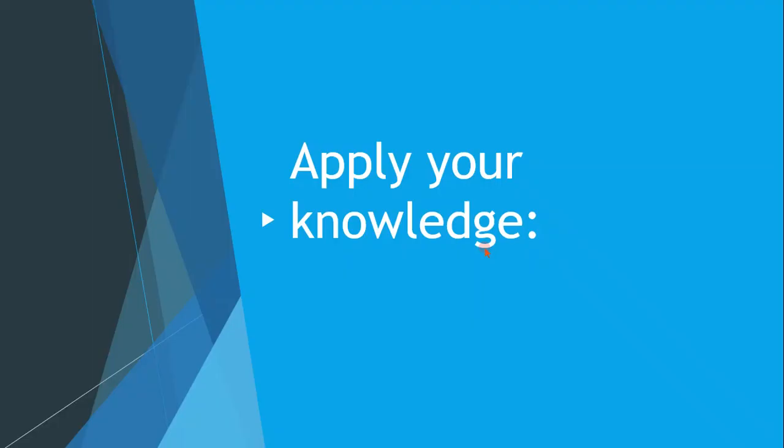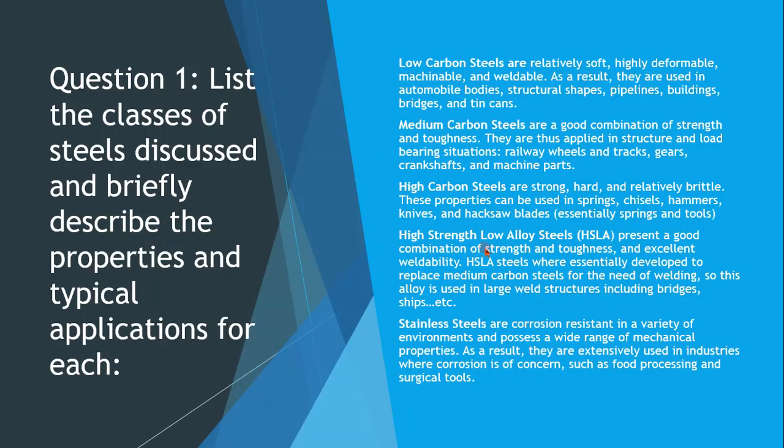So apply your knowledge. We're going to go through a lot of questions to make sure you've got everything, to make sure I've got everything. So the first question is list the classes of steels discussed and briefly describe the properties and typical applications for each. They're right there, but I trust if you want to do well, you'll pause the video. So low carbon steels are relatively soft, highly deformable, machinable, and weldable.